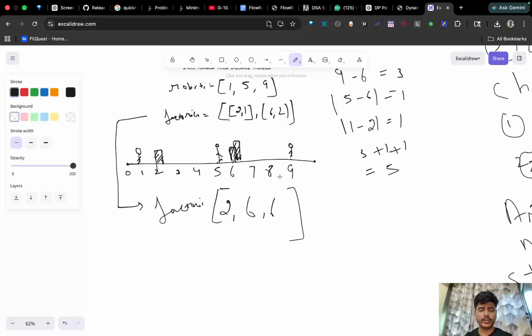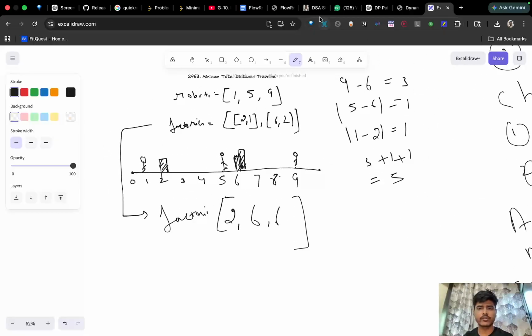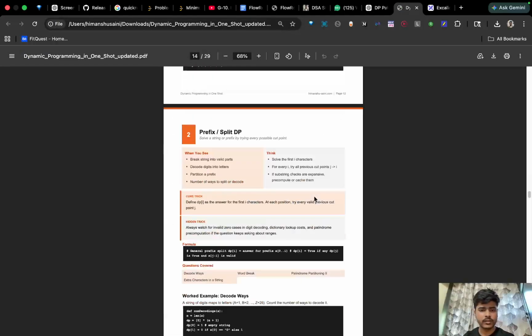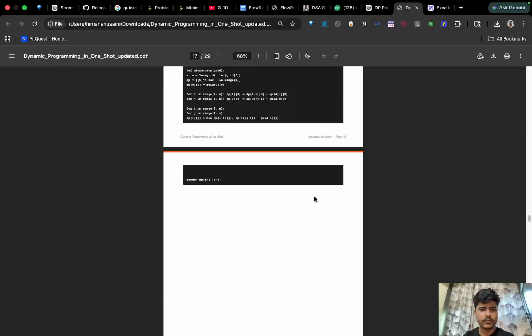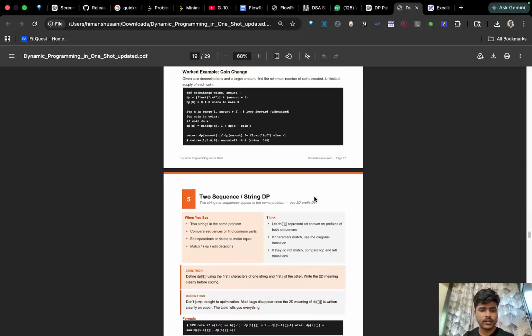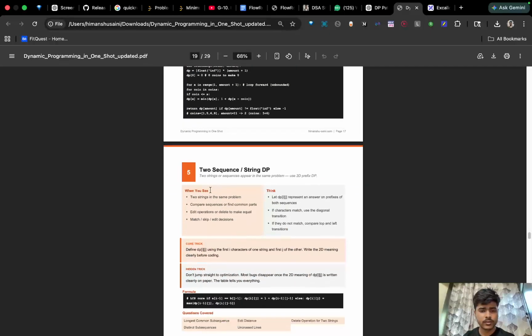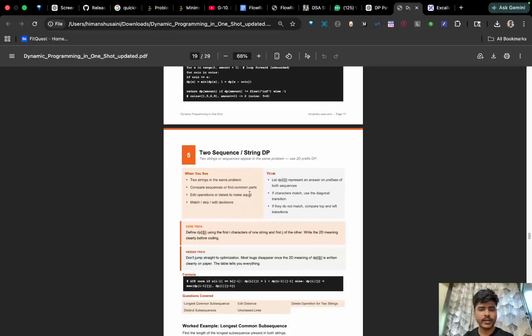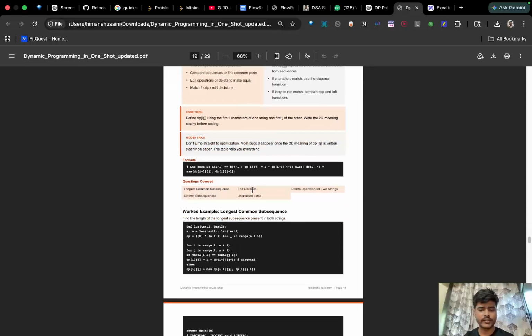And what dp pattern are we going to use here? If I refer to the ebook again, when there are two strings or two sequences in the problem, then it's obvious that we use the two sequence string dp. So the pattern matches this state here, and you can read about it in the ebook.